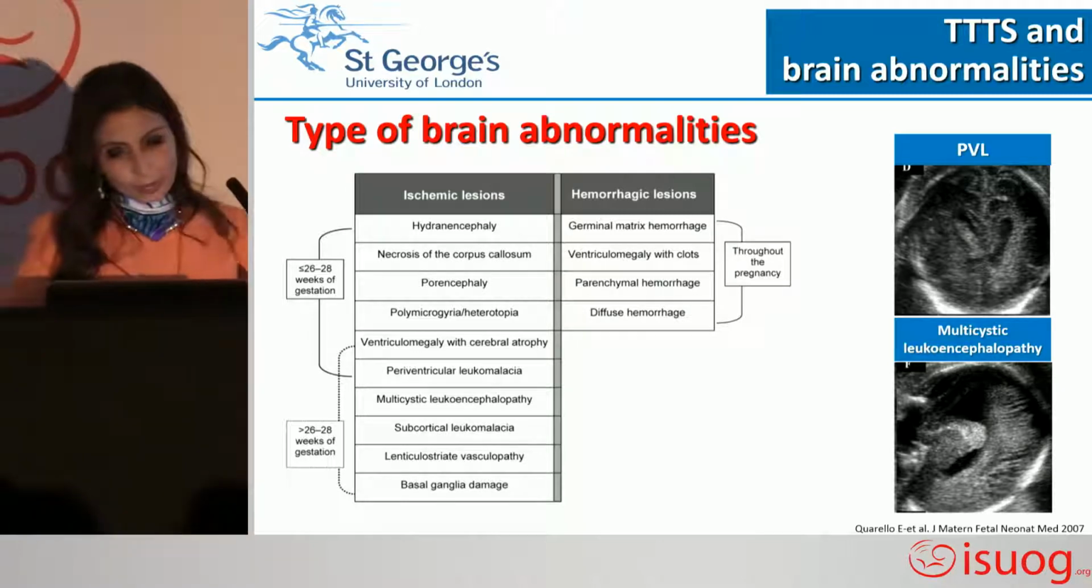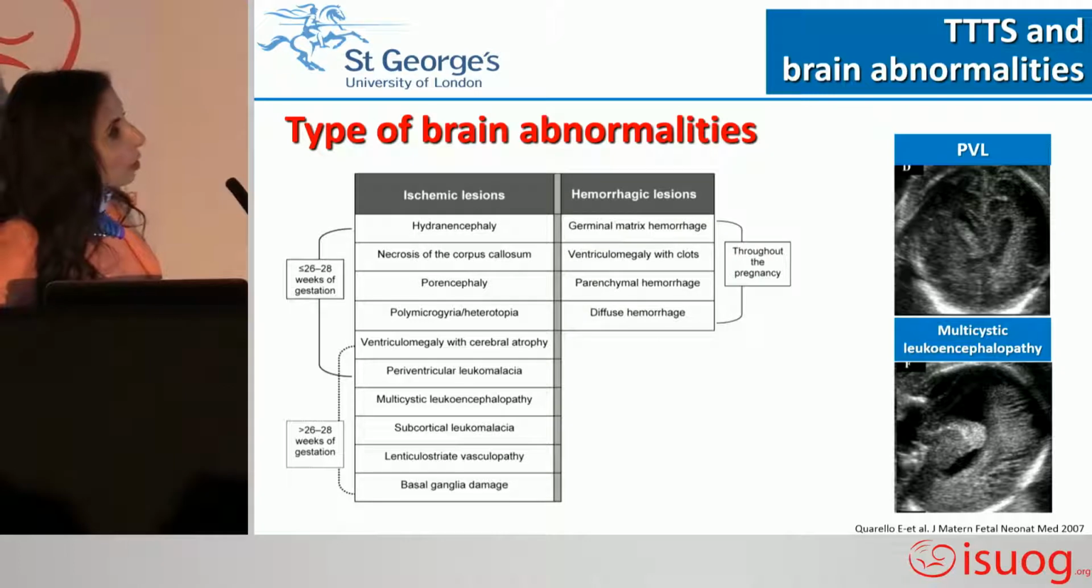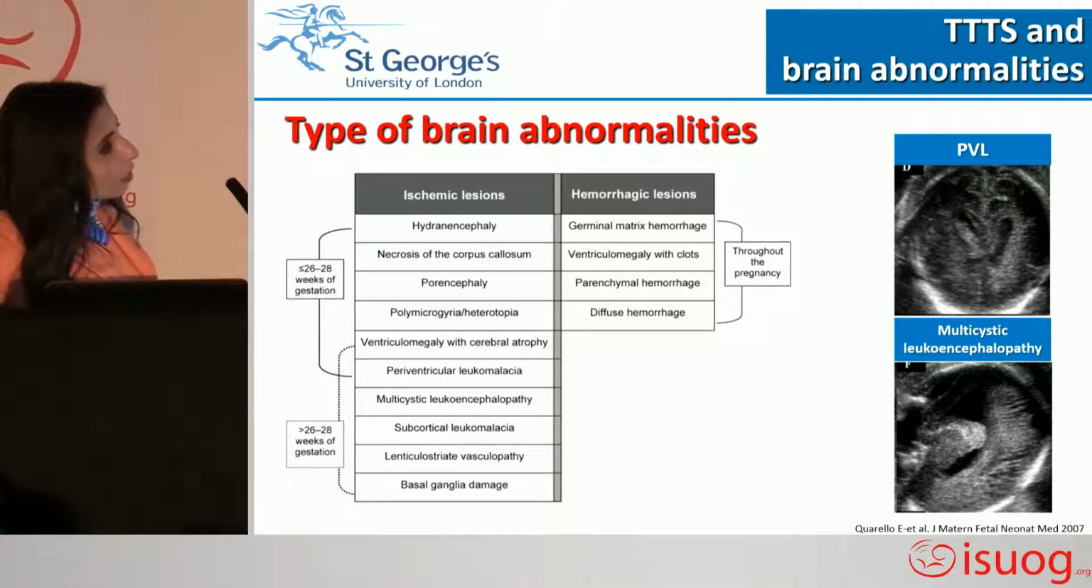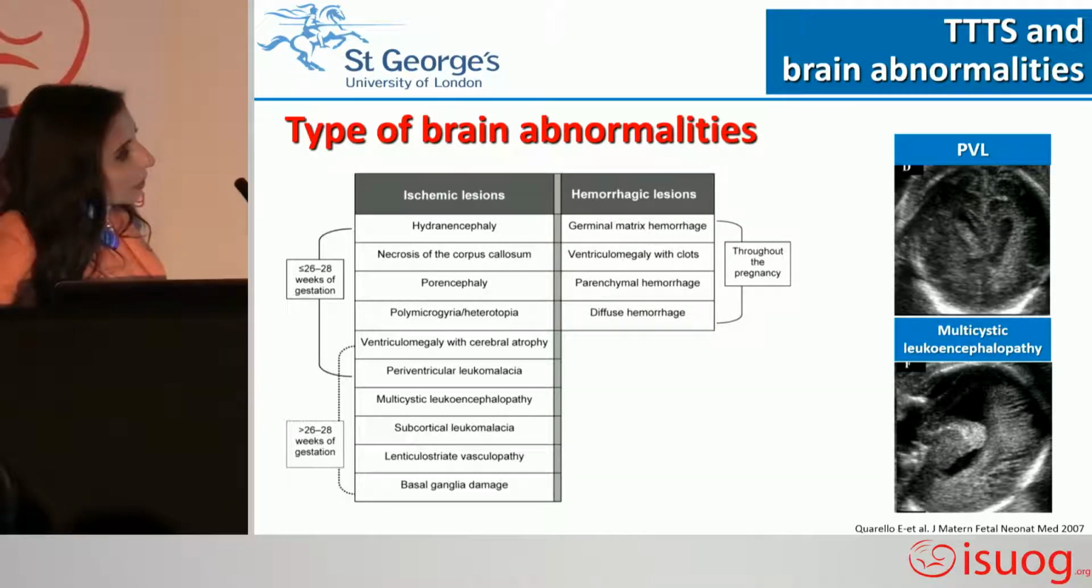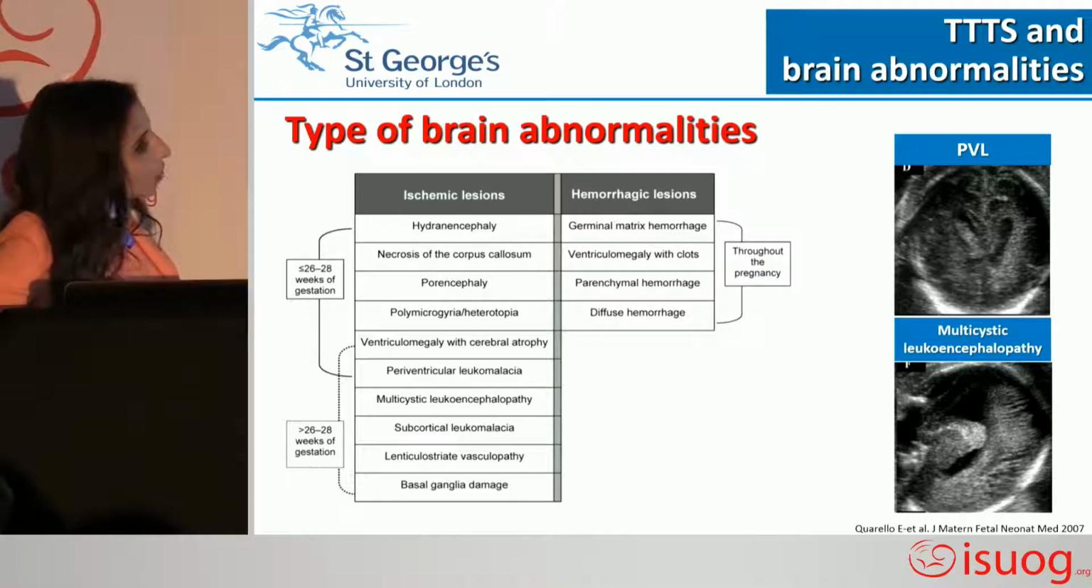What types of brain abnormalities do you see in these babies? Well, they're either ischemic or hemorrhagic. Even the hemorrhagic lesions can happen throughout the pregnancy, while the type of ischemic lesion can vary according to gestational age. Before 26 to 28 weeks you could see these abnormalities, while after that there are different types of abnormalities.